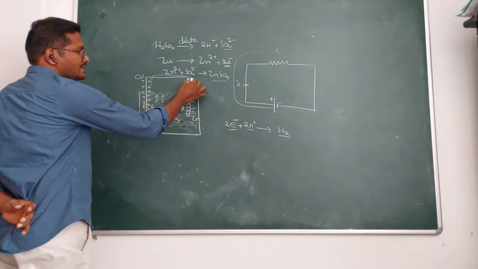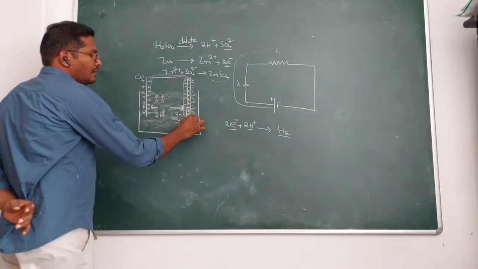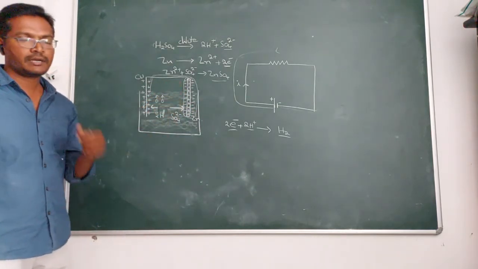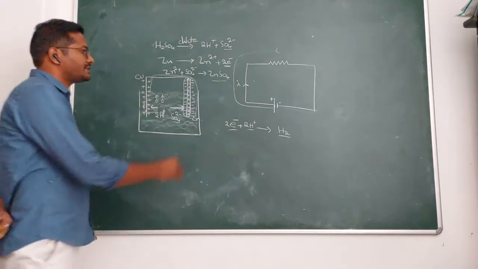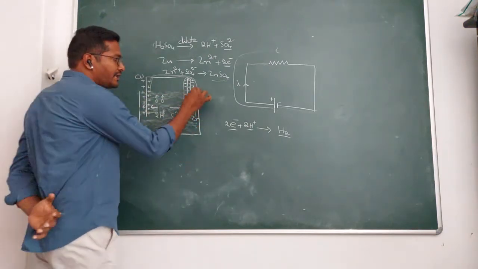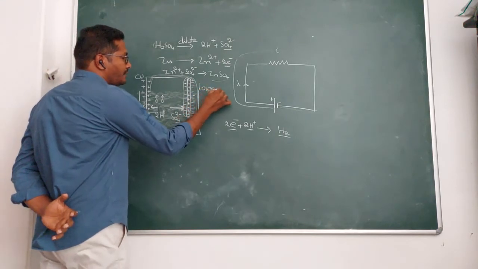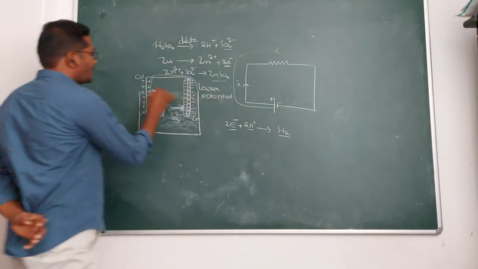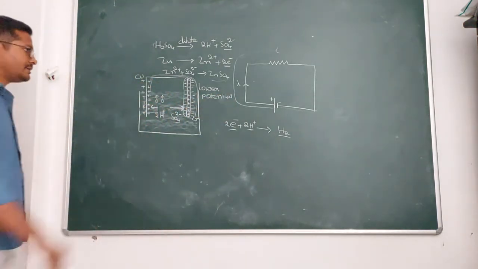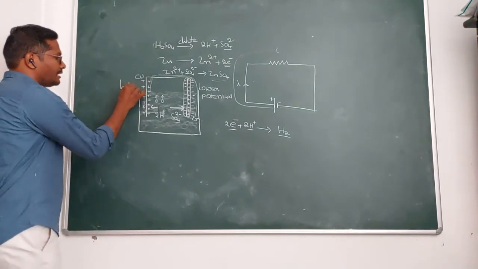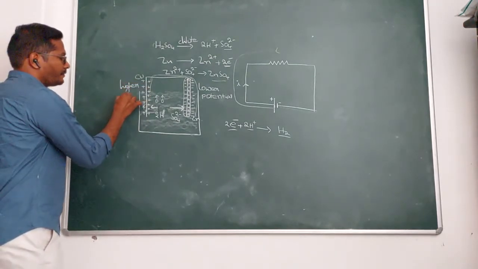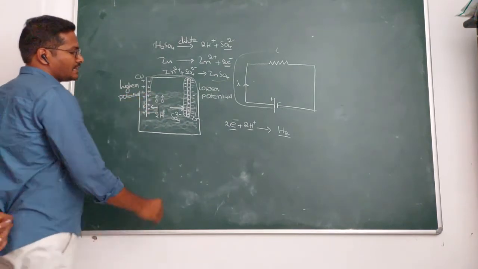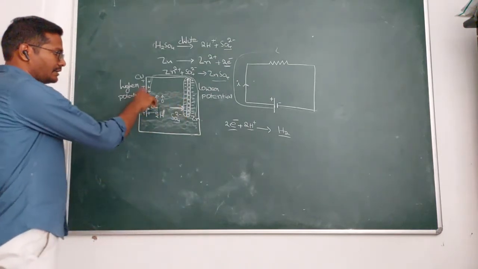Here the electrons are accumulated, and this is said to be the negative potential. As the negative charges are developed, this is said to be the lower potential. And positives are accumulated here, and this is said to be at higher potential. So here copper is at higher potential and zinc is at lower potential. This is the zinc rod and this one is the copper rod.